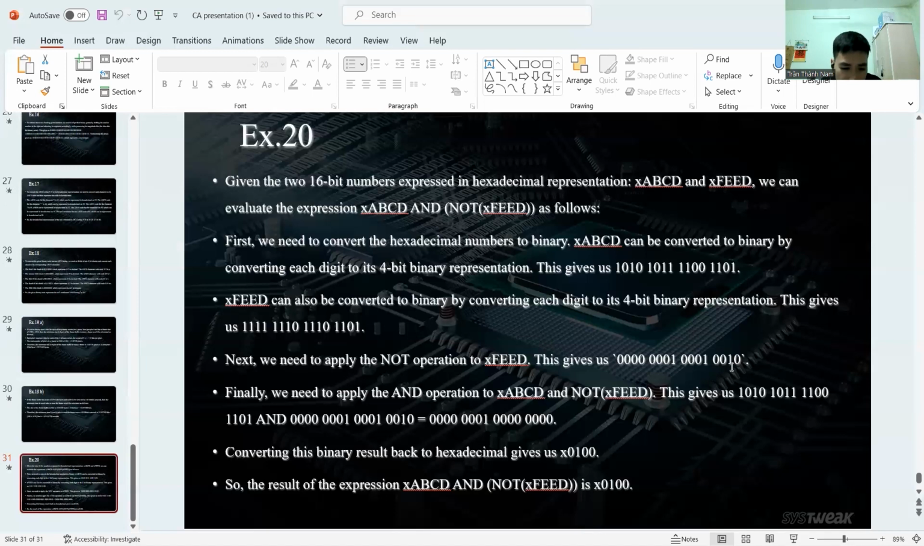the binary result 0000 0001 0000 0000. Converting this binary result back to hexadecimal gives us x0100. So the result of the expression is x0100.